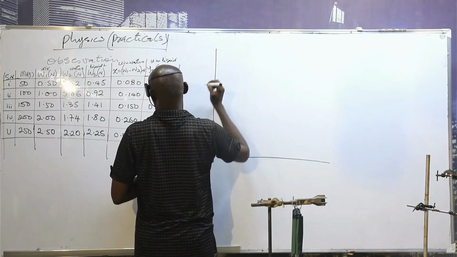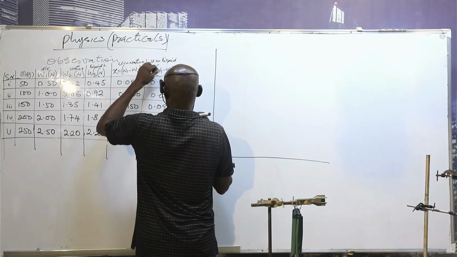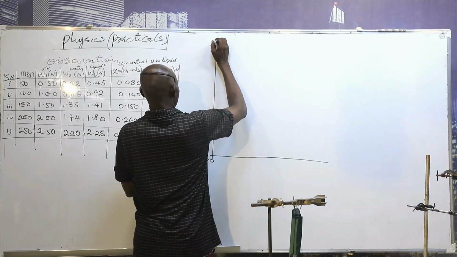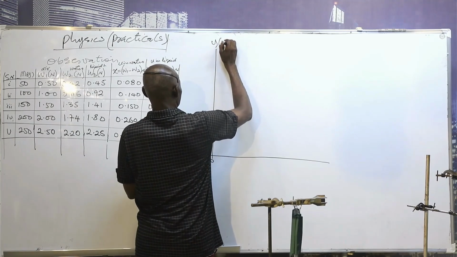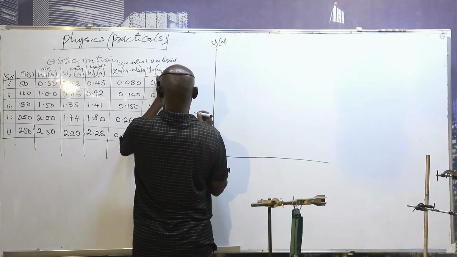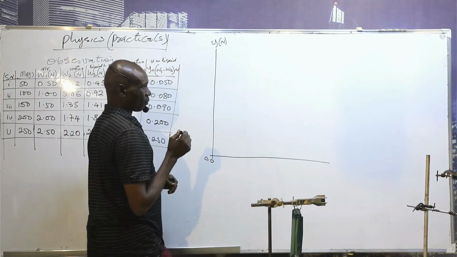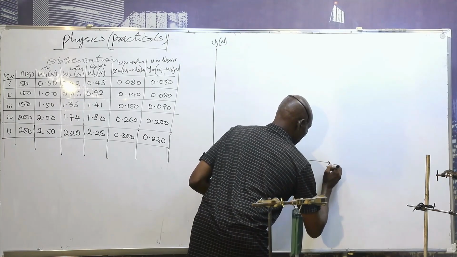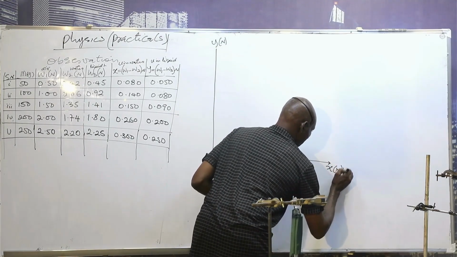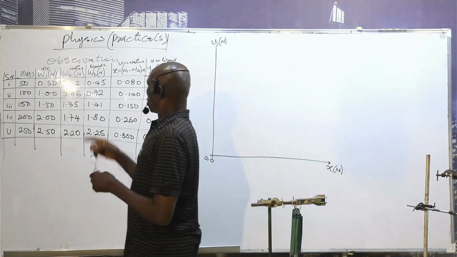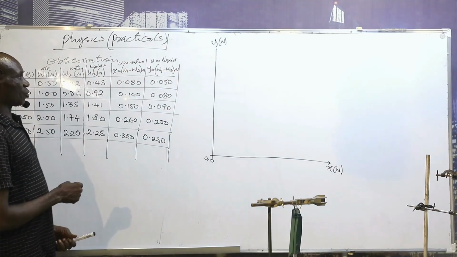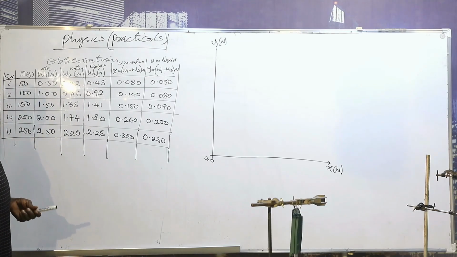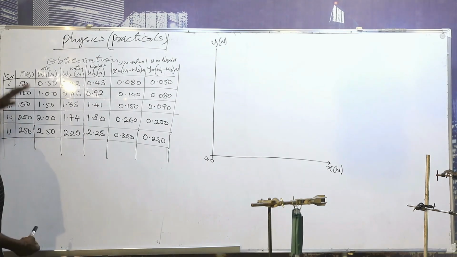You may be asked to plot the graph of W1 minus W3, which is Y. So Y in Newton, W1 minus W3, which is the liquid, against X. And X in Newton is W1 minus W2. That is X in Newton.